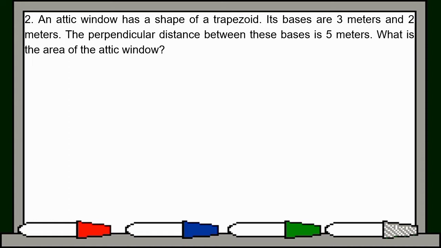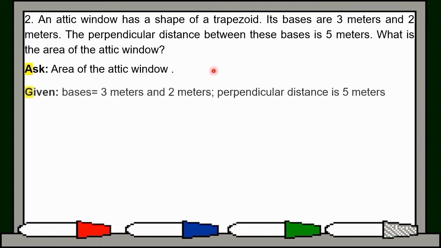Let's have our second word problem. An attic window has a shape of a trapezoid. Its bases are 3 meters and 2 meters. The perpendicular distance between these bases is 5 meters. What is the area of the attic window? Let us solve. So letter A means ask. What is asked in the problem? The area of the attic window.